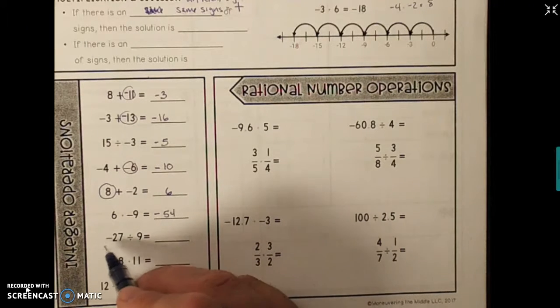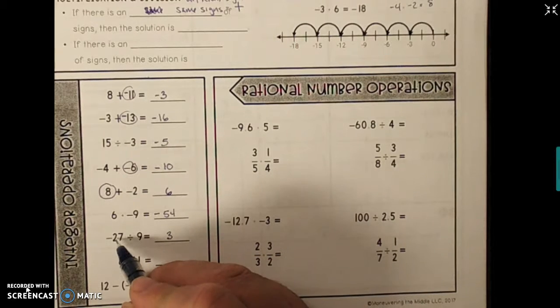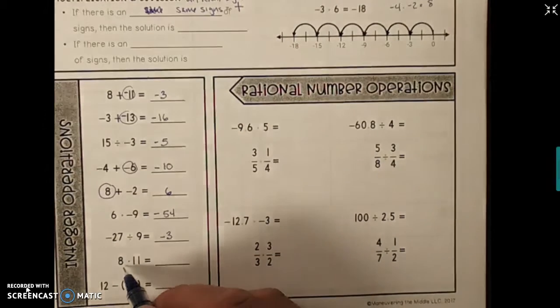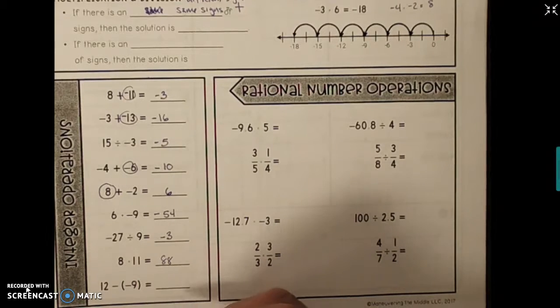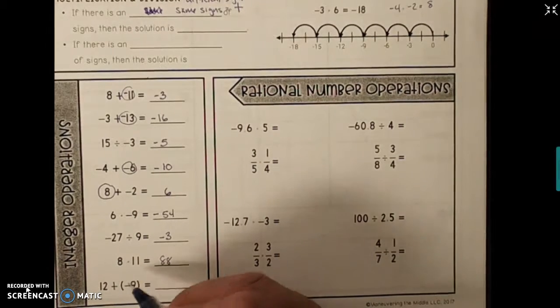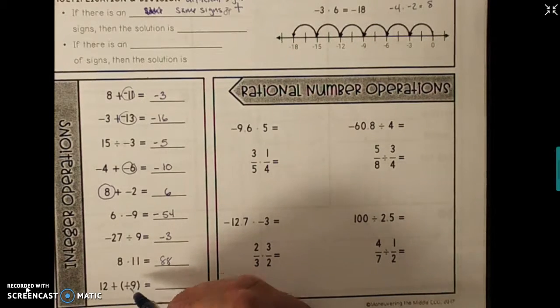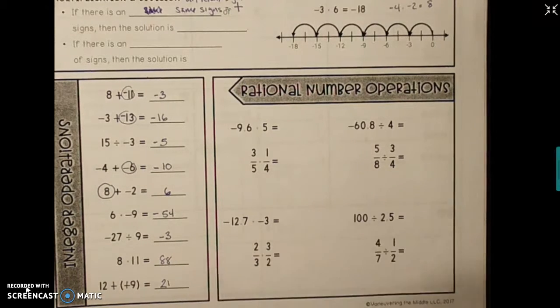27 divided by 9, again ignore the sign for a minute. 27 divided by 9 is 3. I have different signs on my numbers, so my answer is negative. 8 times 11 is 88. I have the same sign, so it's a positive answer. This one is not any different than the other subtractions, and we're still going to change our subtraction sign to addition and change the next sign. Since it's negative, we're going to make it positive. Now we have 12 plus 9, which gives you 21.